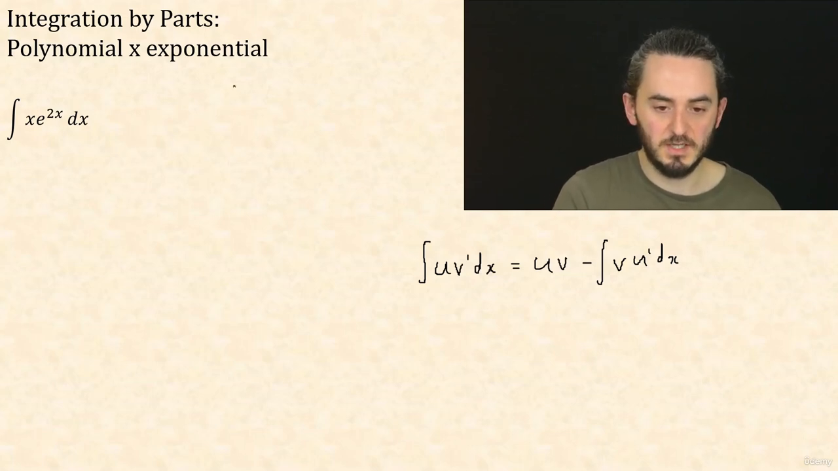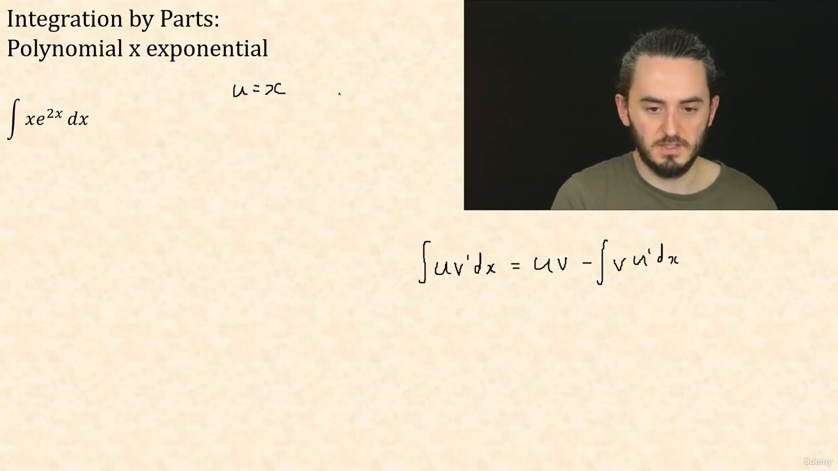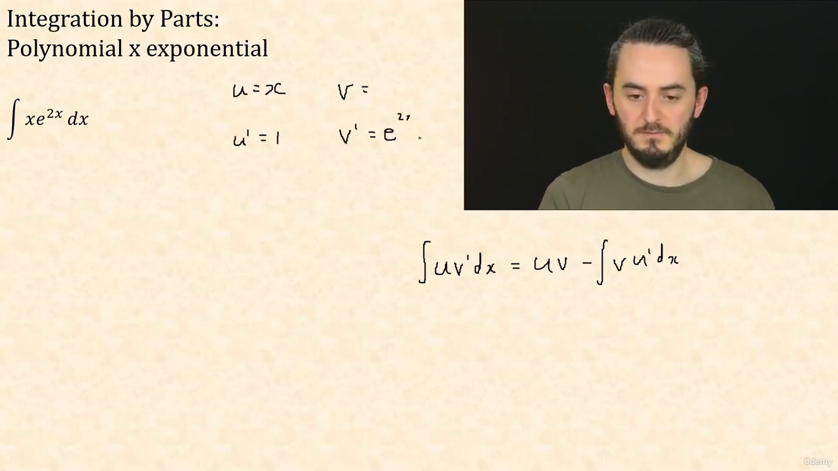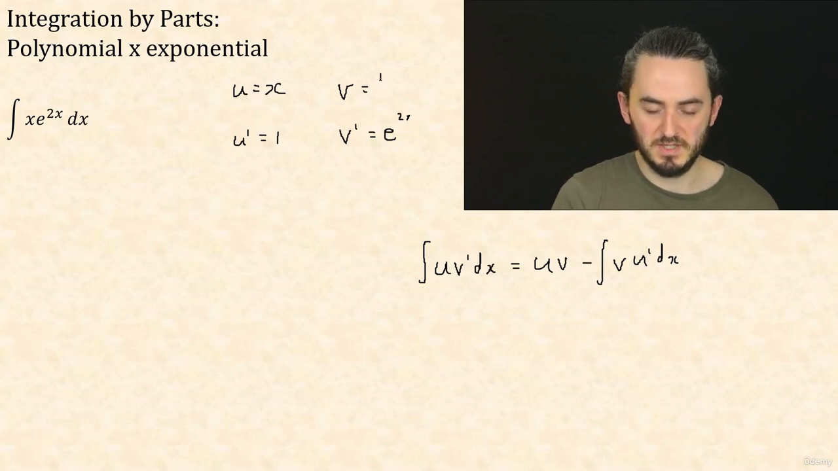So I'm going to pick u to be x, and I'm going to pick v dash to be the other one, e to the 2x. And I set up a little grid here, like that, and I just fill it in. So v dash is e to the 2x. So if u is x, u dash is 1. If v dash is e to the 2x, v must be half e to the 2x. And now I can just use my formula.